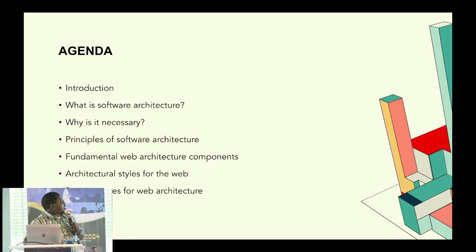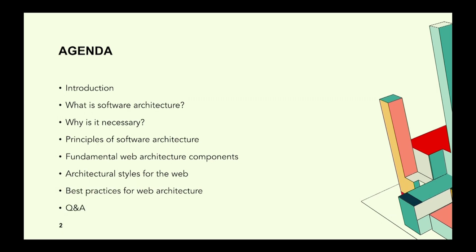So the agenda is very straightforward. What is software architecture, why is it necessary, some principles that you need to consider when architecting for the web, and then some fundamental web architecture components, and then we are going to look at architectural styles for the web, and hopefully we can get to QA, right?